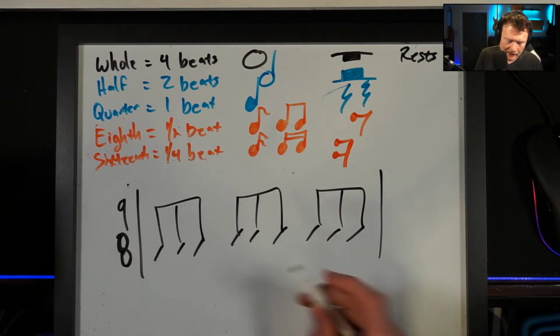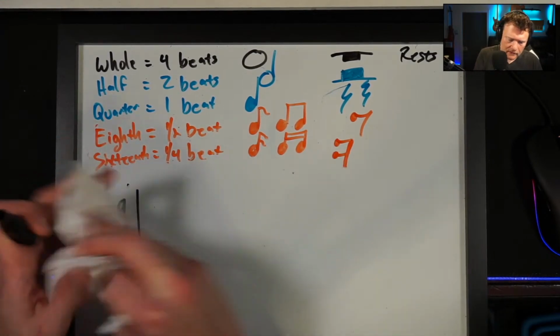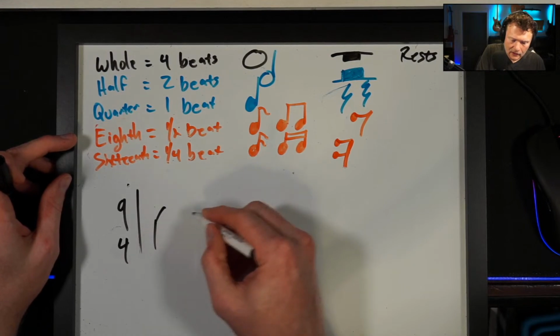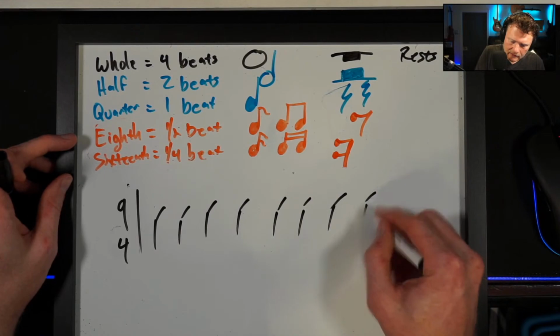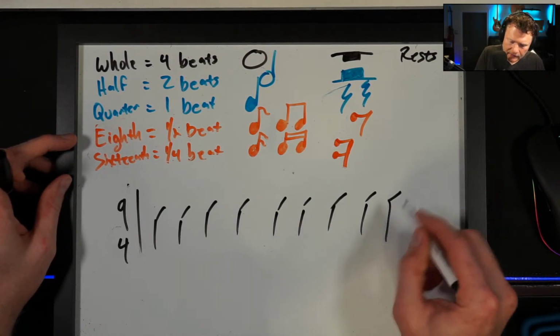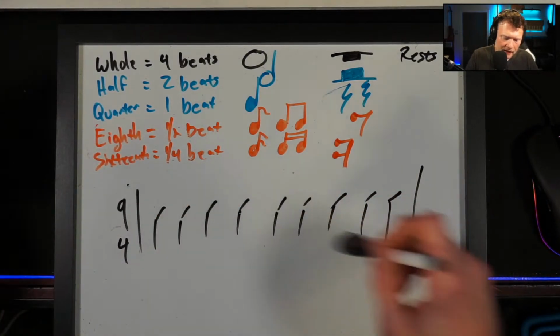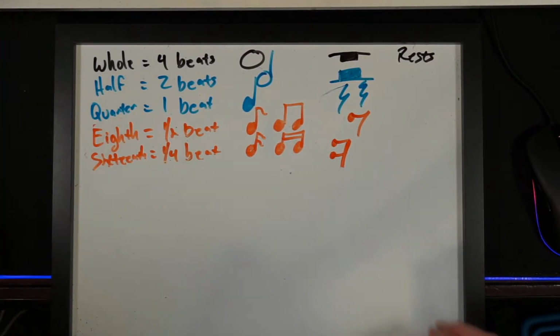If I had 9/4, then I would have to have 9 quarter notes to fill this up, like that. 1, 2, 3, 4, 5, 6, 7, 8, 9. So hopefully that makes sense on what that means. But whatever the rhythm that's written out, or whatever the time signature is, the combination of rests and notes written out has to equal the time signature.